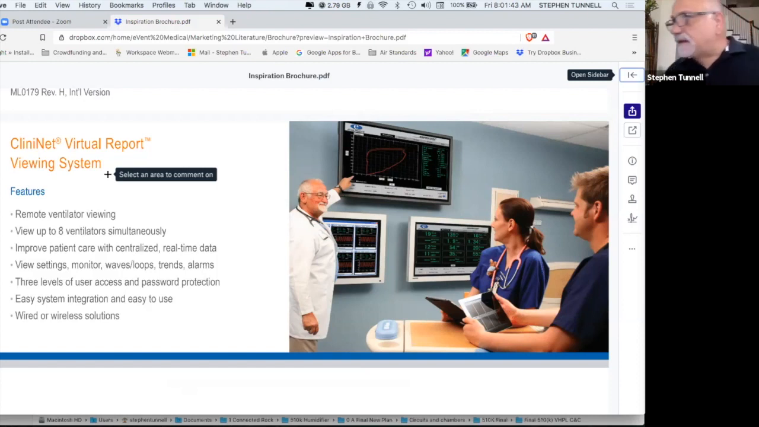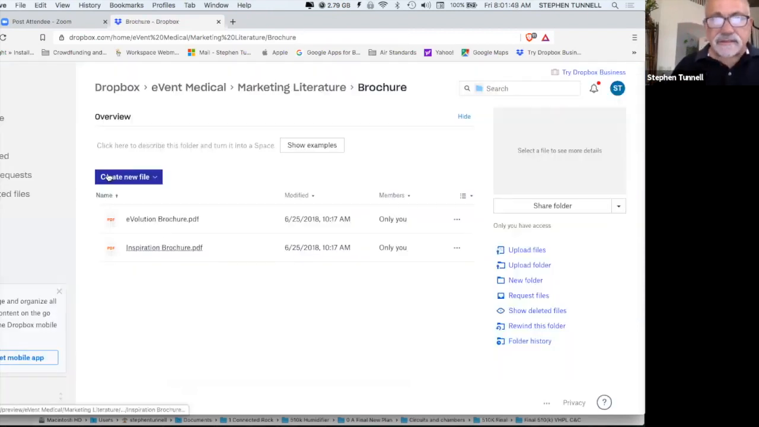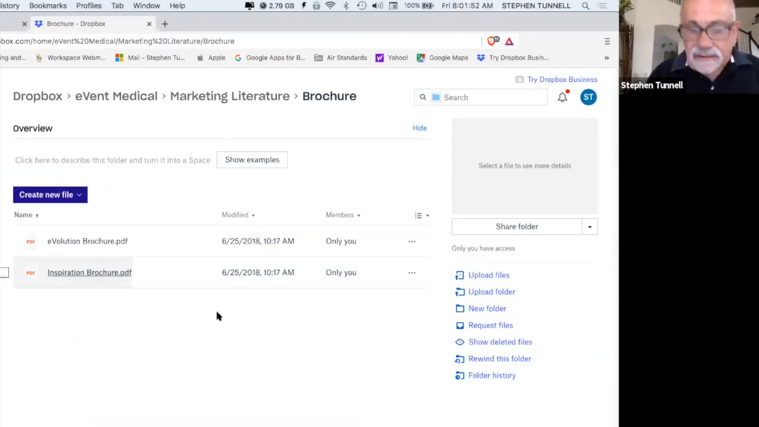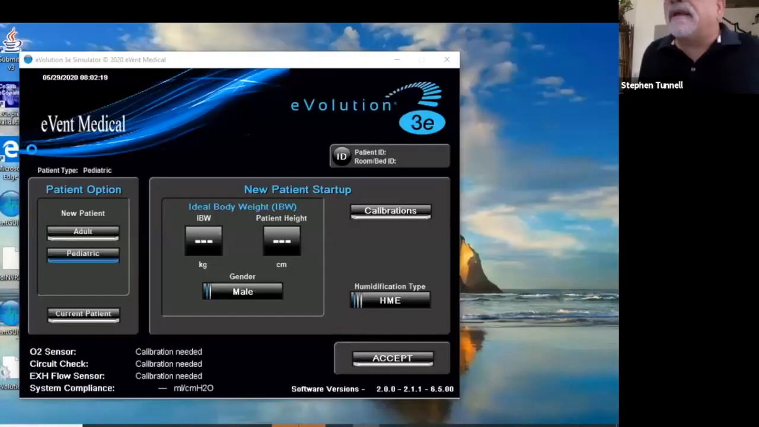So let me see if I can get out of this, and let me see if I can ask my other computer to share. I will ask the simulator to share his screen. Okay, share screen. Okay, here we are. So this is a simulator. This is a ventilator simulator.